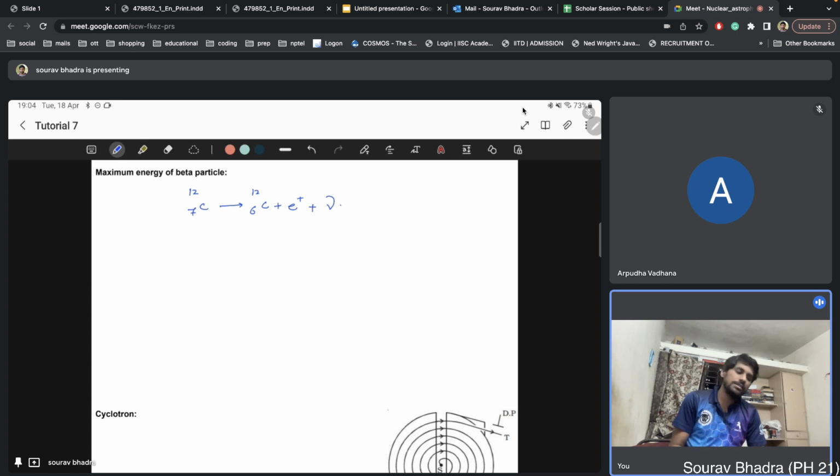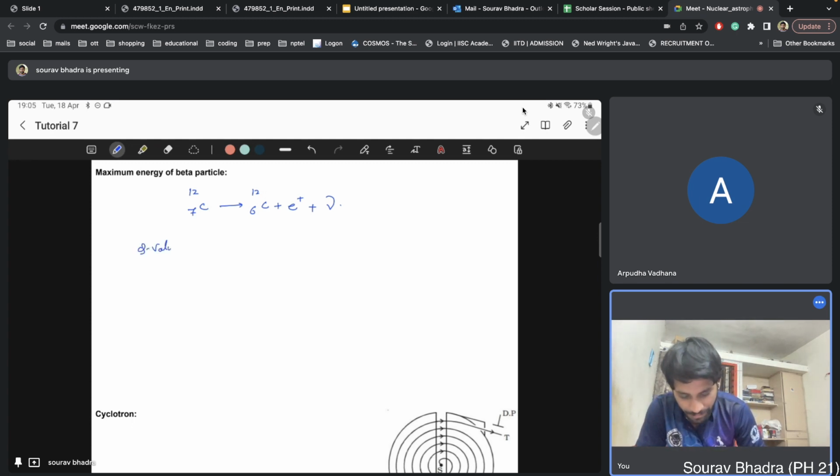Okay, so this is the same problem, just the words have been arranged in such a way that you may get confused. So actually we have to calculate the Q value itself. This type of problem is very important for exam purposes, because they change the form of the problem, and at the end you just have to calculate the Q value.